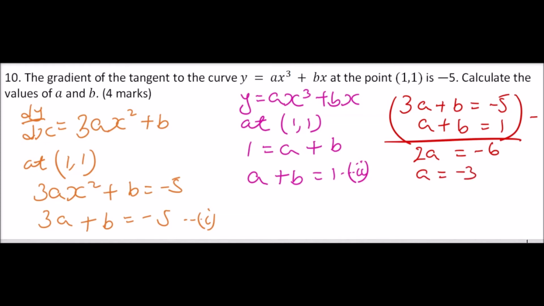And since a plus b is equal to 1 in this equation here, then we substitute. So minus 3 we substitute here, and we take it to the other side. Our b will be, the minus 3 changes to positive once you cross the equal sign, and you get b is equal to 4. So that's how you work out that question.